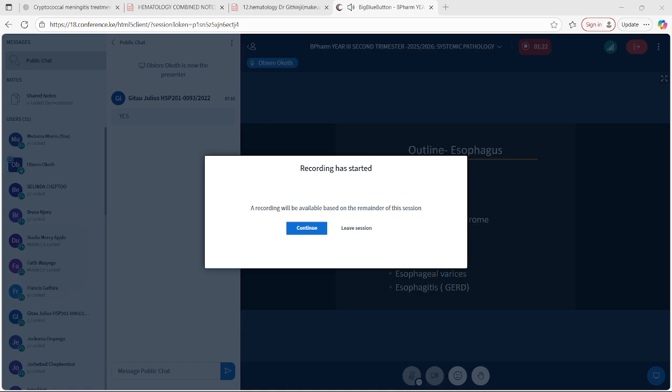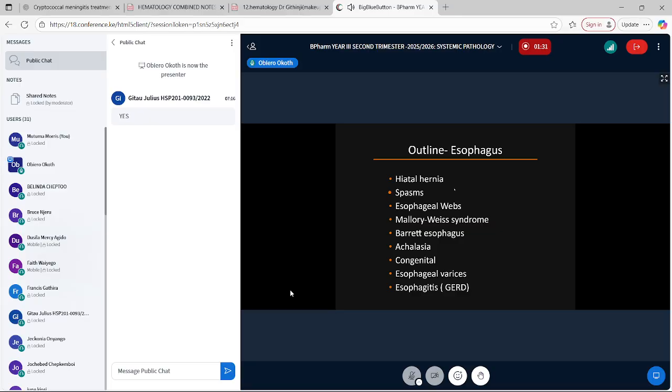Okay. This is the whole list for the esophagus: hiatal hernia, spasms, esophageal webs, Mallory syndrome, Barrett esophagus, achalasia, congenital lesions, esophageal varices, and esophagitis.